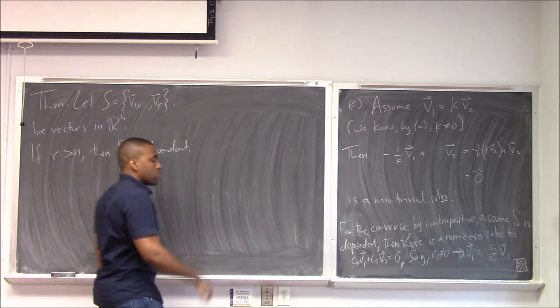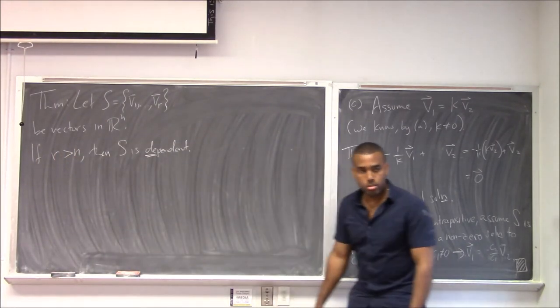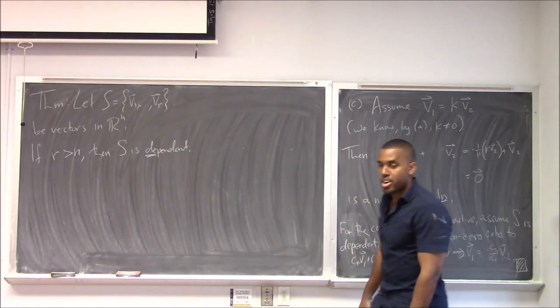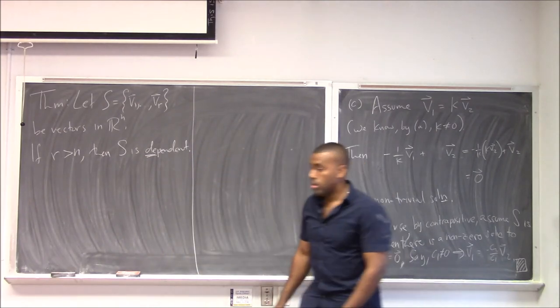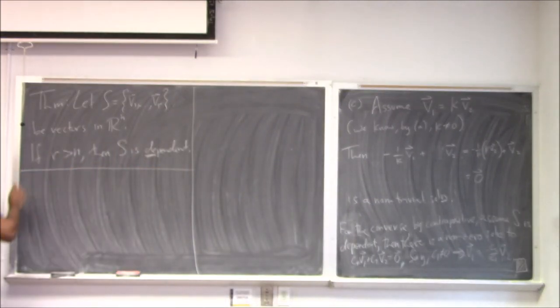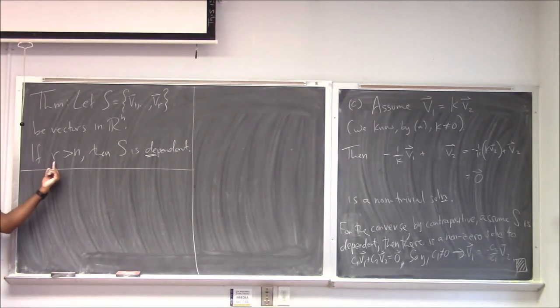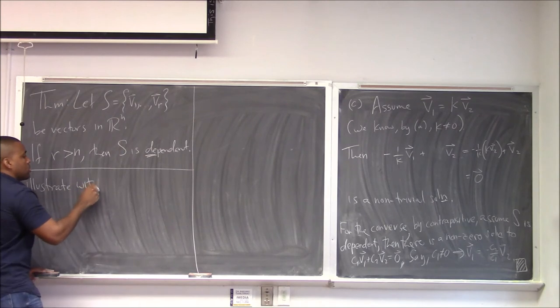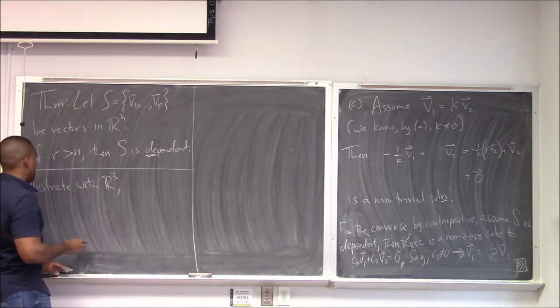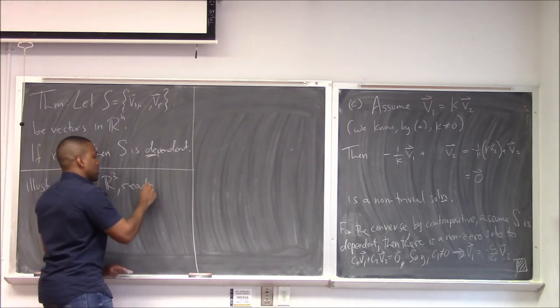Let's say I go into R3 and I pick four random vectors. Pick any set of vectors with more than three. It turns out I am guaranteed to have a dependent set. The generalization is that if you have more vectors than the dimension of your vector space, that set will be linearly dependent. But we'll talk about what dimension is later on. Let's illustrate with R3.